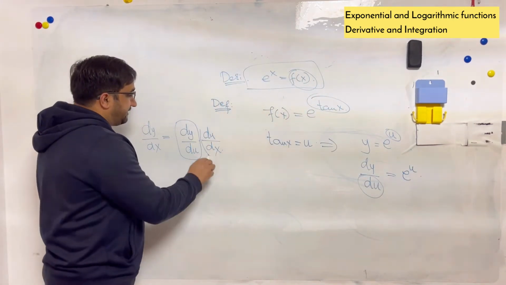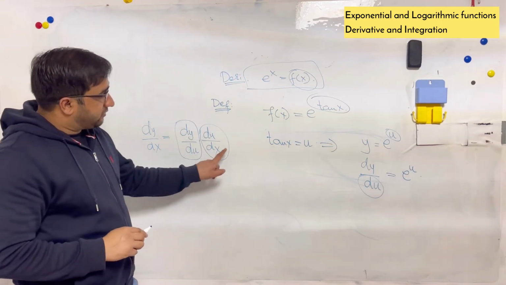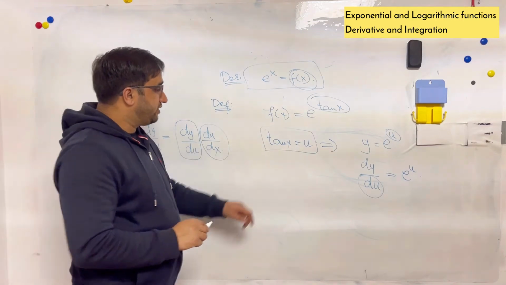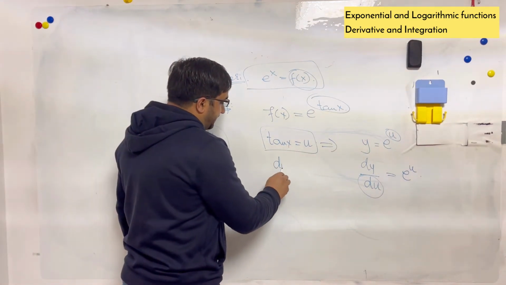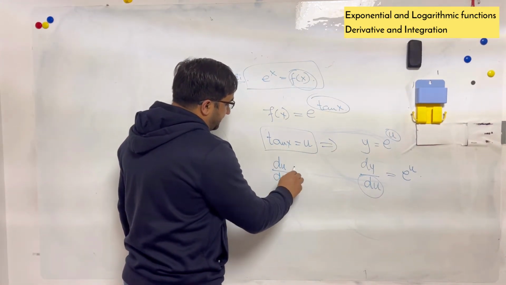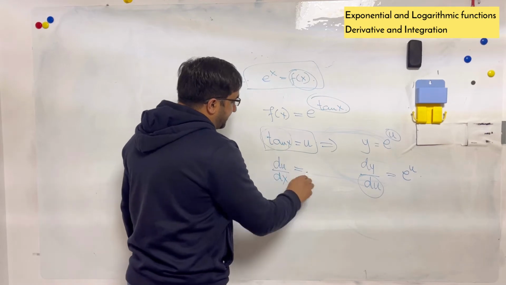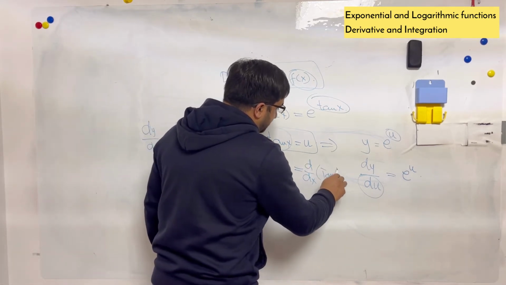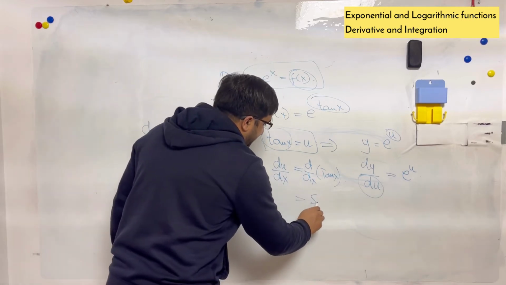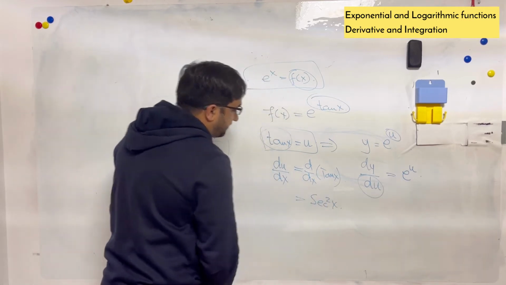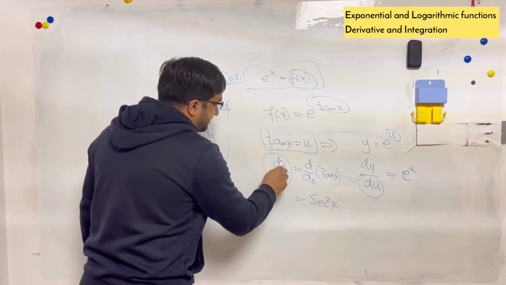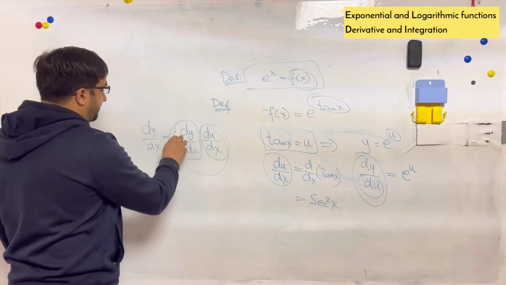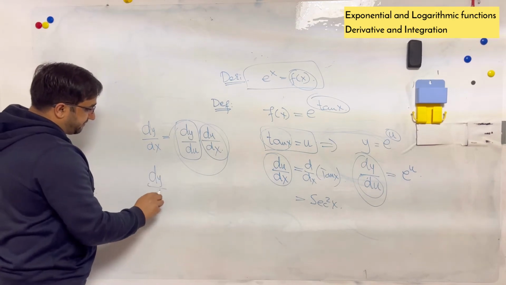And this part you can calculate from the supposition. You have u equals 10x, then du by dx will be d by dx of 10x. So you have this, you have this. Now you can put them into this formula. That will be the derivative of the original function.